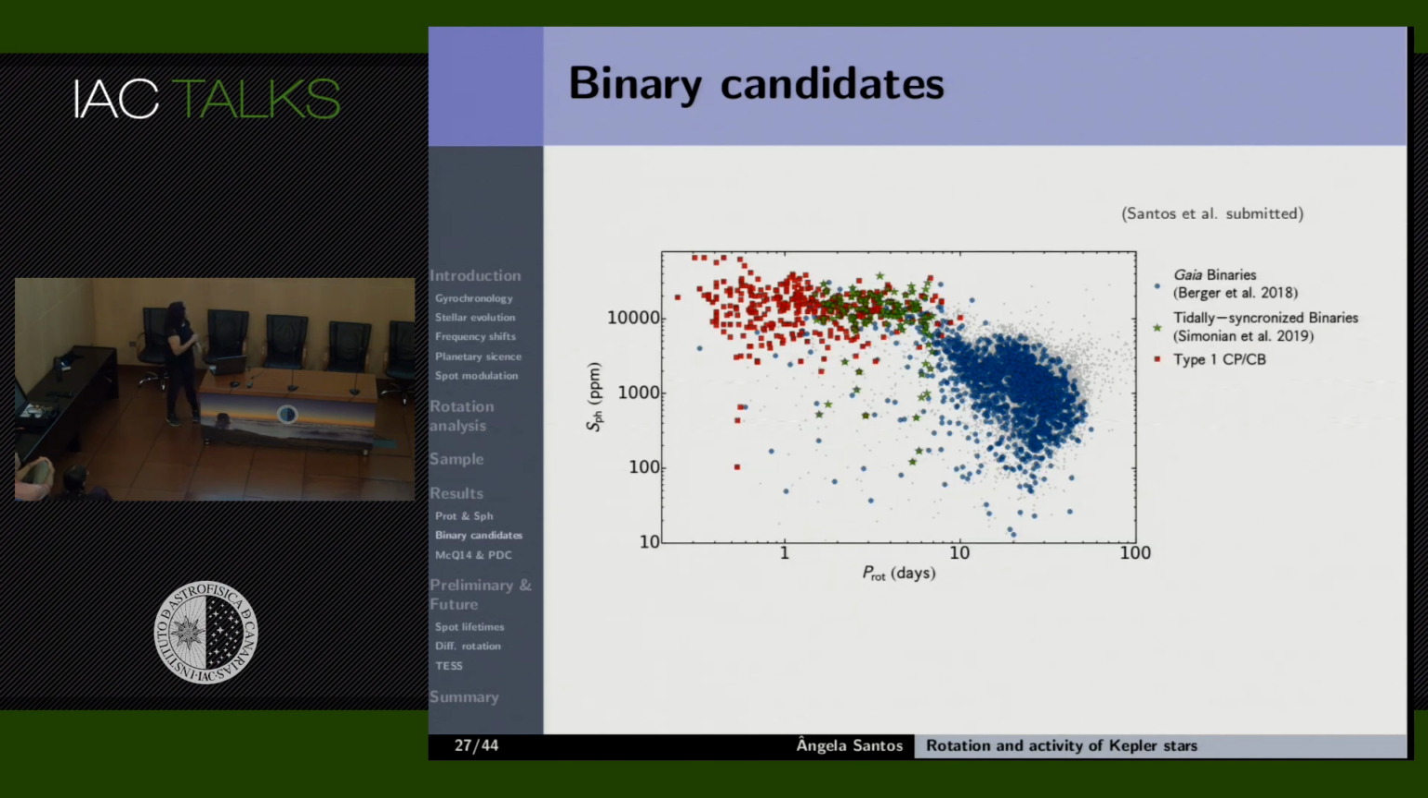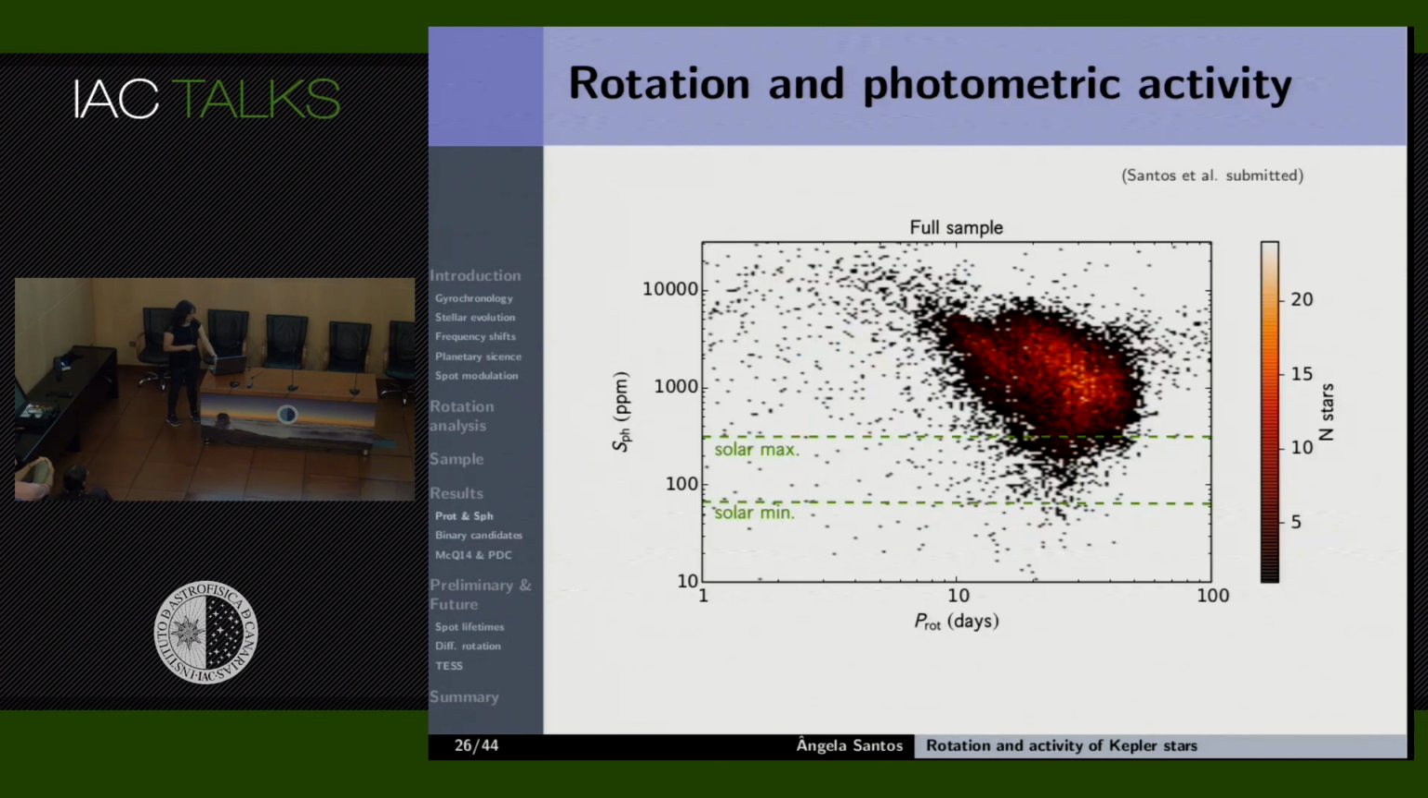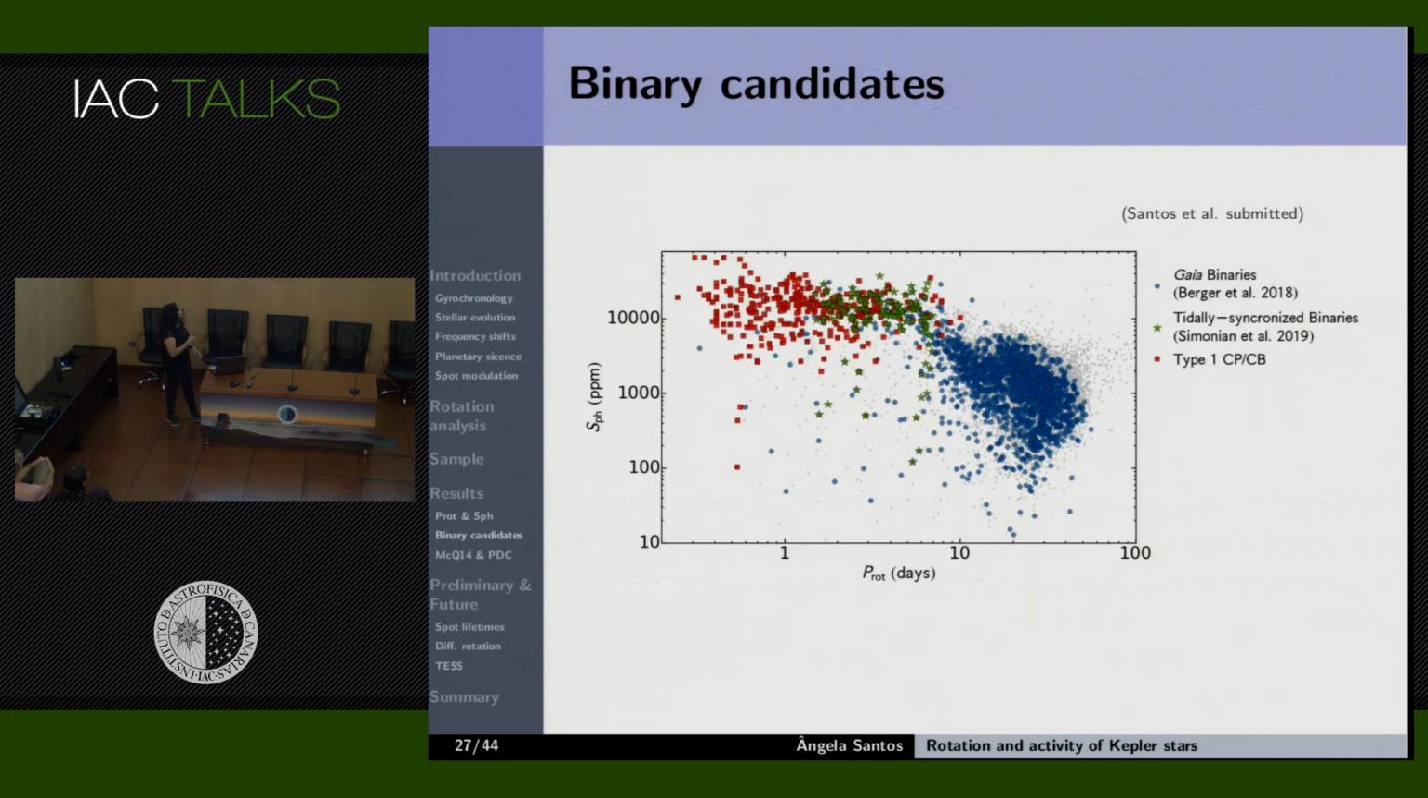And I forgot to say, but in these plots we don't have any of the possible polluters, so we think there's no evidence for these stars not being single main sequence stars. And here I overplot the binary candidates.